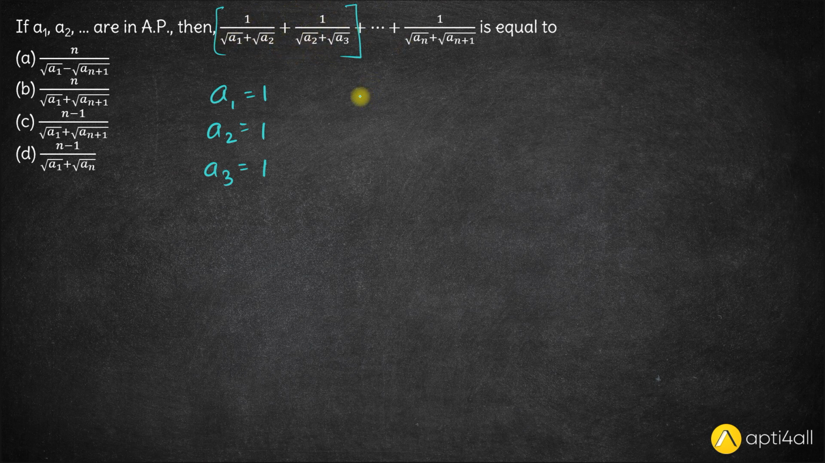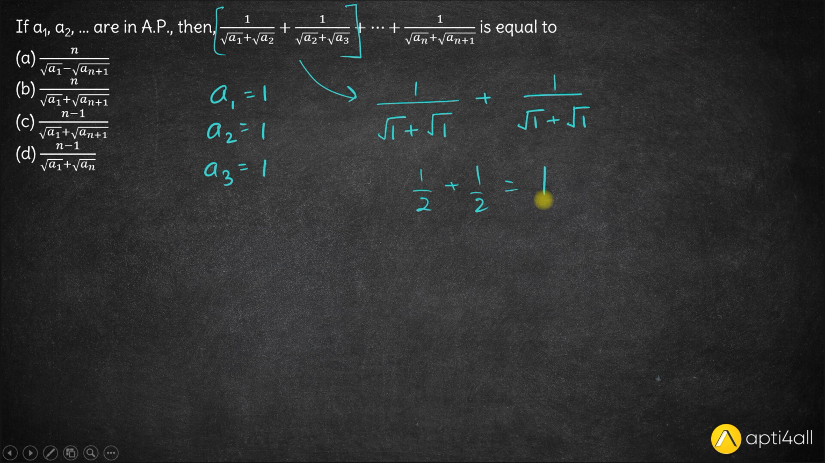this whole expression. So this becomes 1 upon root of A1 plus root of A2 plus 1 upon root of A2 plus root of A3. Now this is 1 plus 1, 2. So this becomes 1 by 2 plus 1 by 2, which is 1. So value of this expression comes out to be 1.